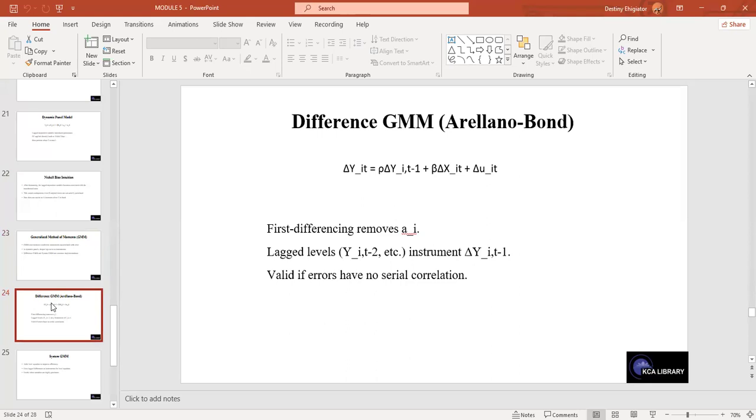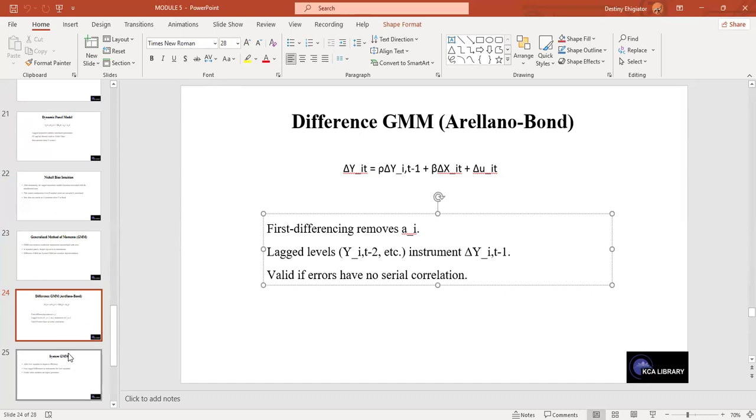Let's look at difference GMM, given by Arellano-Bond. This is the formula. This is the change in Y subscript IT. The IT means this is the panel data we are dealing with. First differencing removes A_i. The lagged levels are valid if errors have no serial correlation.